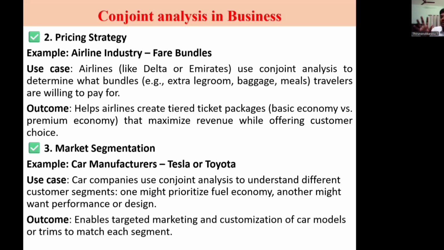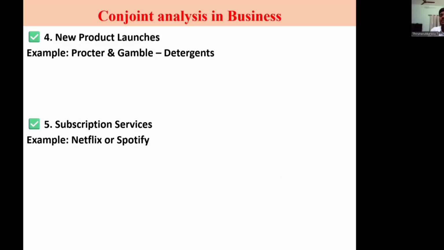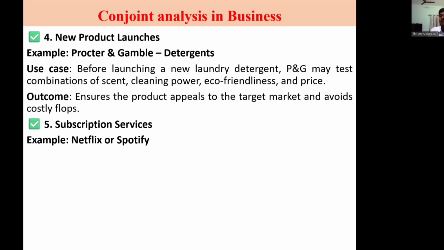So this is how conjoint analysis also helps to segment the market, and helps to identify targeted marketing and customize the car models. This is how conjoint analysis helps companies and businesses, and it also helps with new product launches. For example, P&G, Procter and Gamble detergents. The company can use conjoint analysis before launching a new laundry detergent. Procter and Gamble may analyze combinations of different things: cleaning power, eco-friendliness, and price.